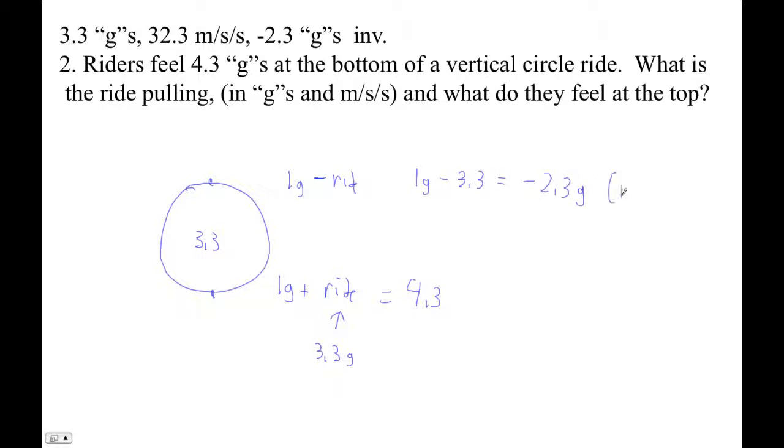Right, that would be inverted. Wow, that'd be a fun ride, wouldn't it? Be upside down, plastered to the top of this thing. Okay, so that's inverted Gs. The ride would be 3.3 Gs, right?